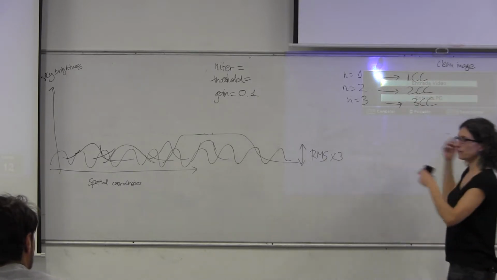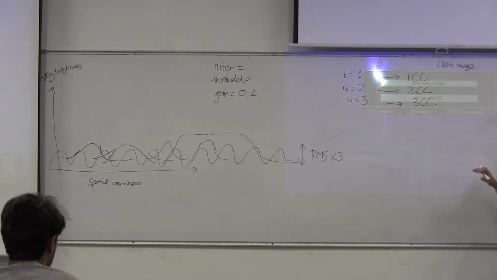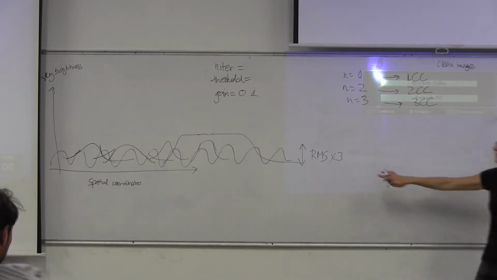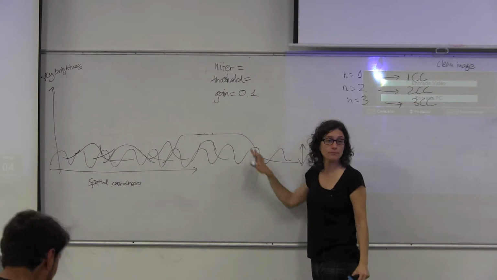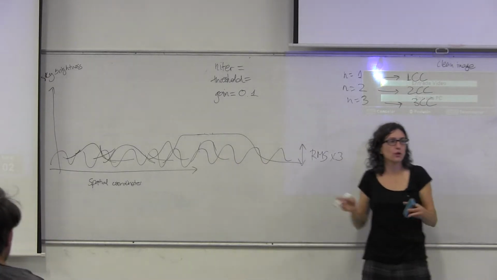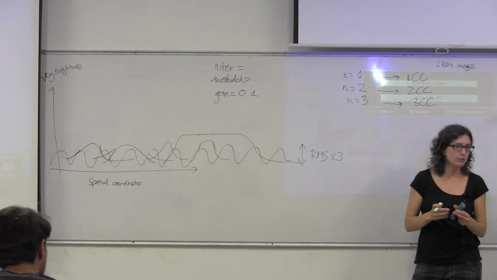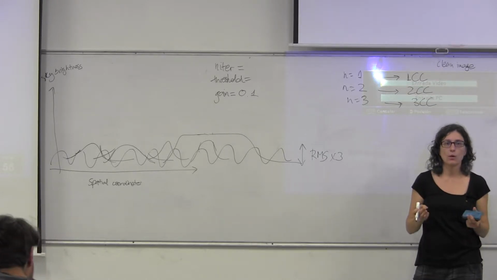So now my clean image consists only of 3 point sources. Okay? And this would be my residual. I could decide to stop here. Why not? But perhaps there is a quantitative way to decide when to stop.